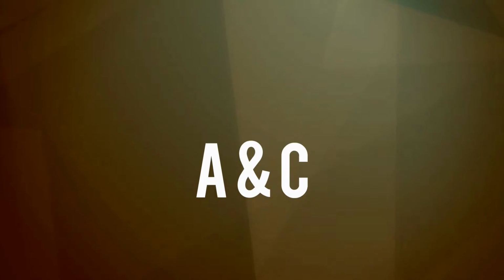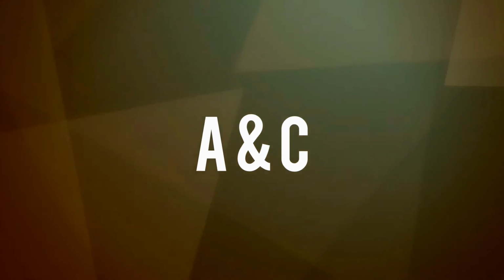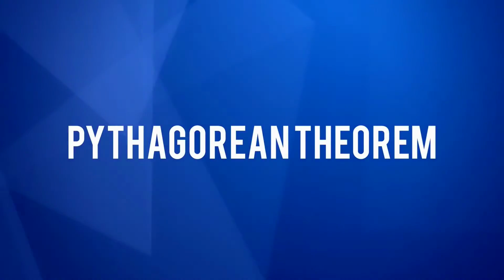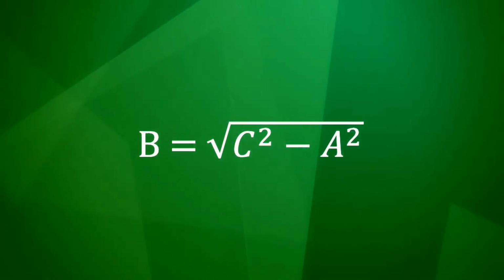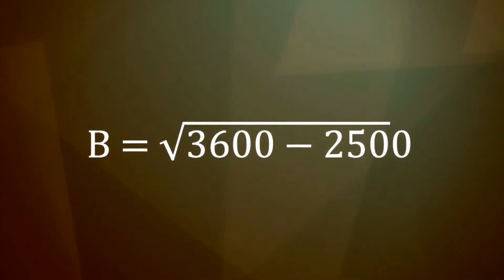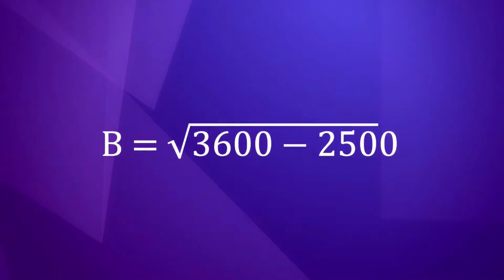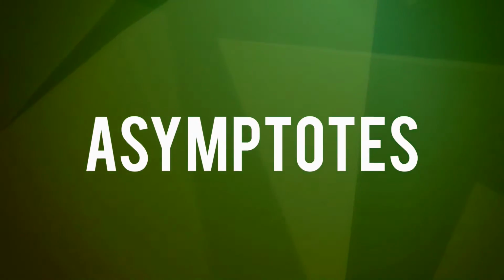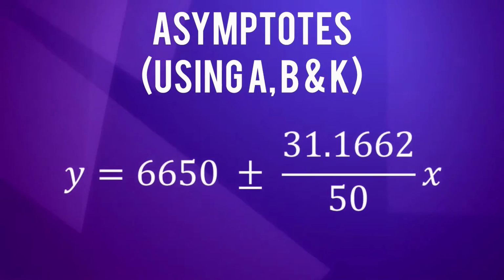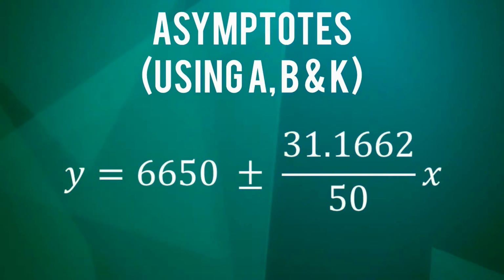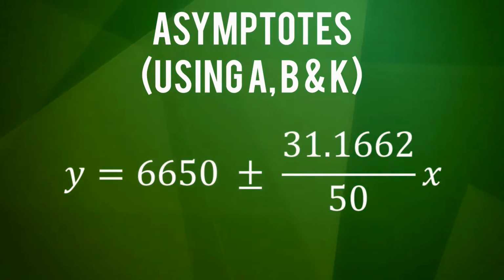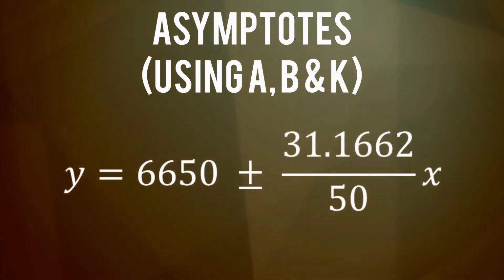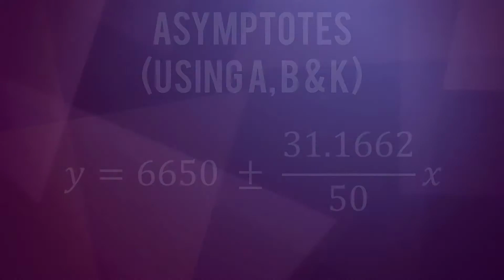Given the values of A and C, we can use the Pythagorean theorem to find B. B is equal to the square root of C squared minus A squared. B is equal to the square root of 3600 minus 2500, which is equal to 33.16. The asymptote can already be computed given the values of A and B. Thus, y is equal to 6650 plus or minus the square root of 3600 minus 2500 divided by 50, times x.